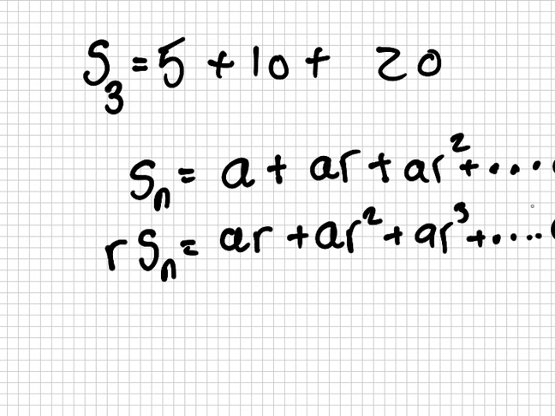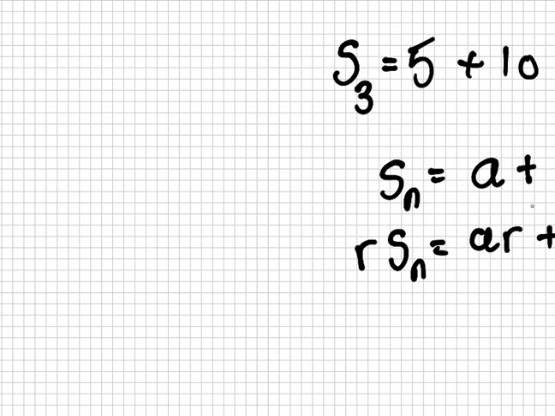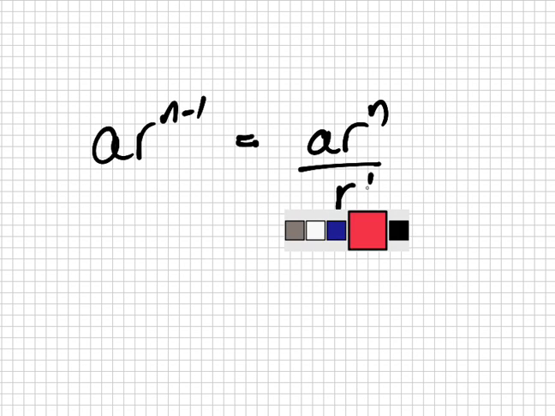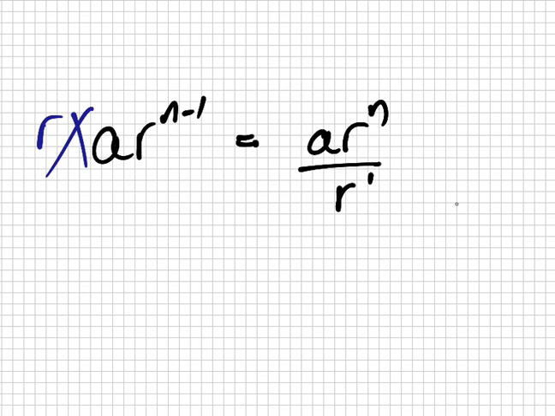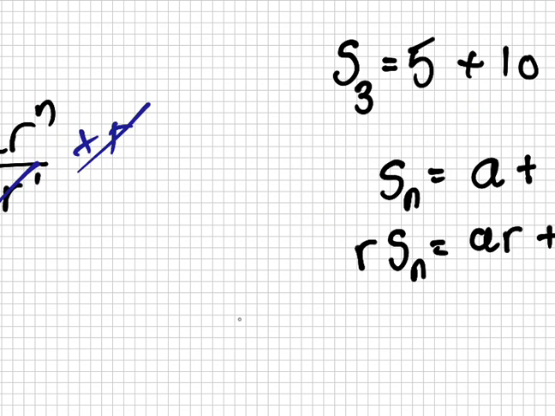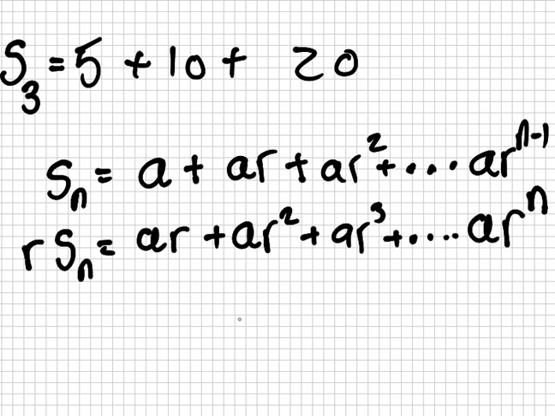Now, how did I get r to the n? Well, if you think about it, A r to the n minus 1, what does that equal? A r to the n over r to the power 1. And what am I doing? I'm multiplying by r. So when I multiply here, they cancel. So that's why at the end I have A r to the n. Now, what I do next is I subtract the two lines.